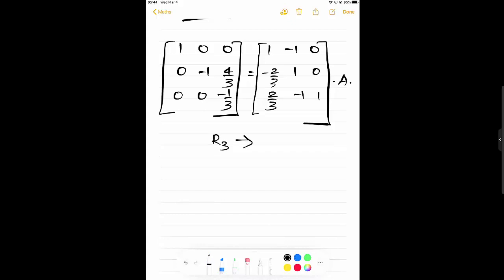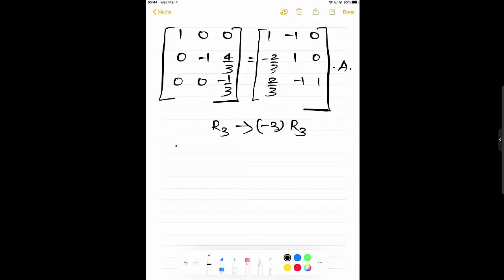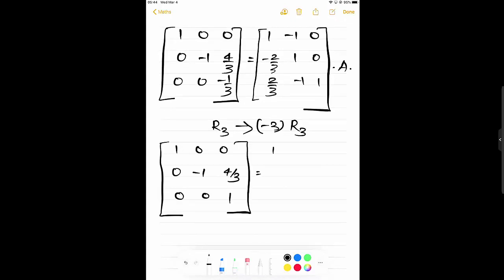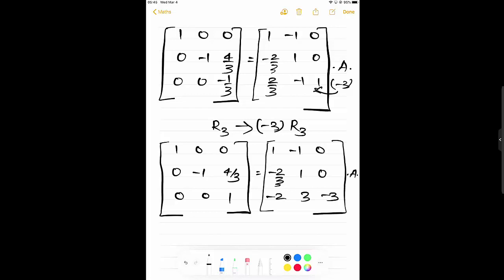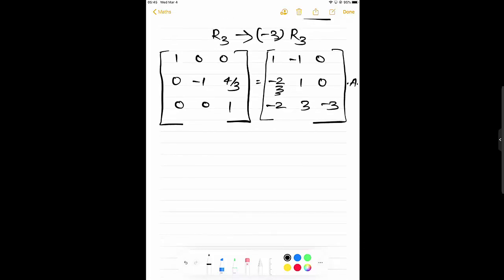R3 implies minus 3 into R3, so that this will change to plus 1 value. The output will look like 4 by 3, 0, 0, 1, which is equal to, same way apply for the identity matrix. When you multiply minus 3 to row 3, it will be minus 2, 3, minus 3. So we're done with this. Now we have these two values, so I'll go for this particular value. With R3 it will be easy.